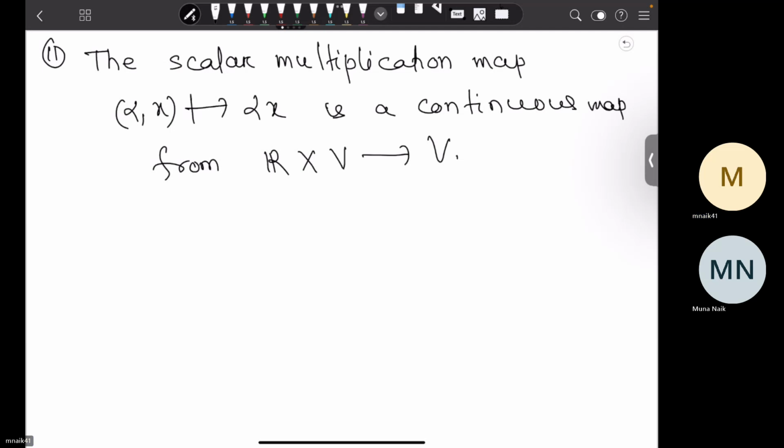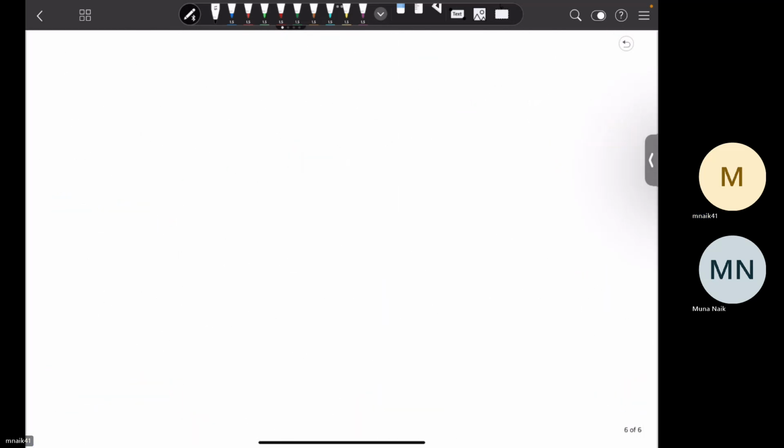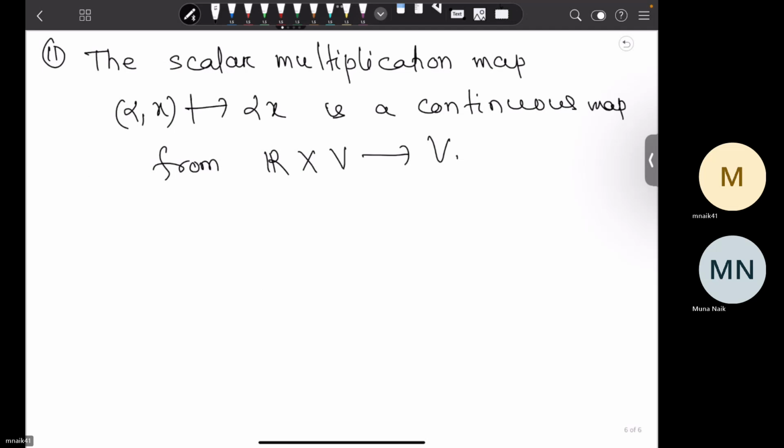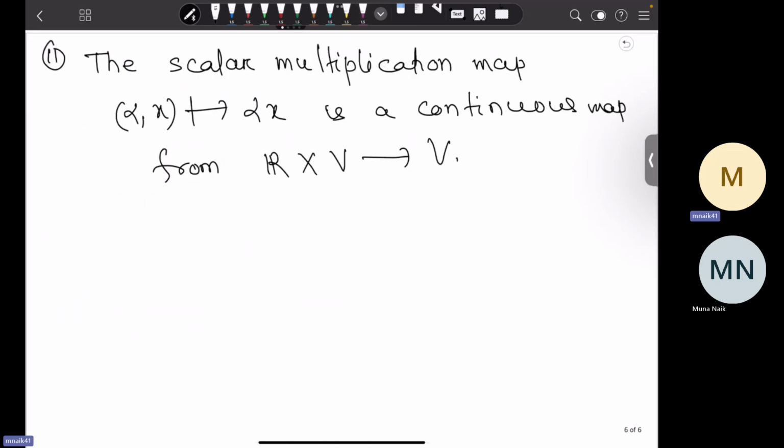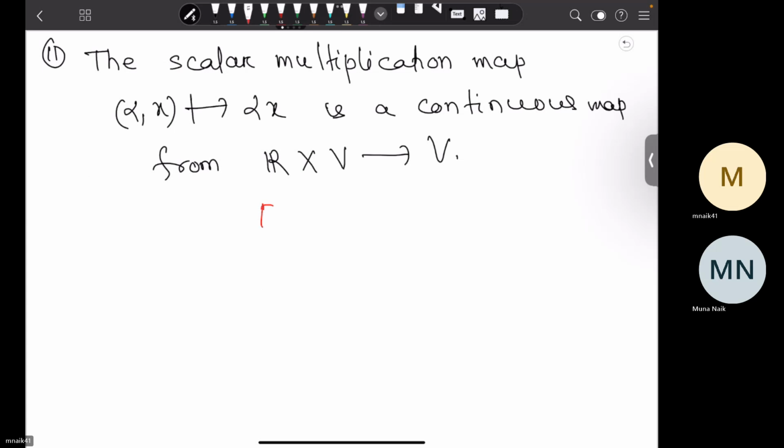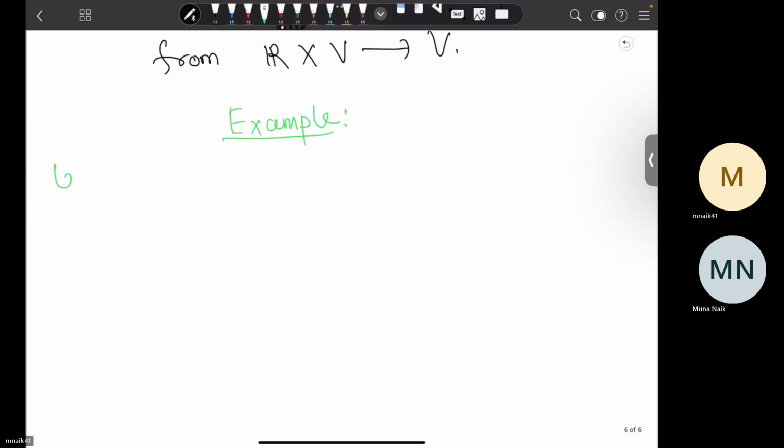So I hope you will be able to solve this. Now let us give some examples. First example: I consider this space R^n. Now I fix a p with 1 less than or equal to p less than infinity.